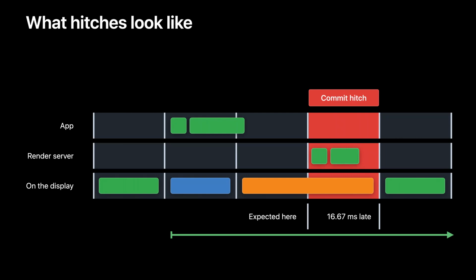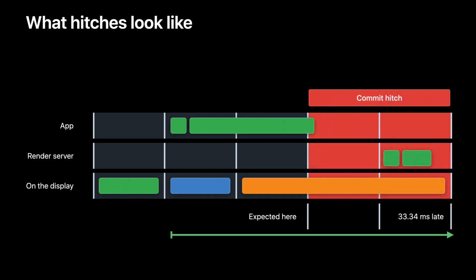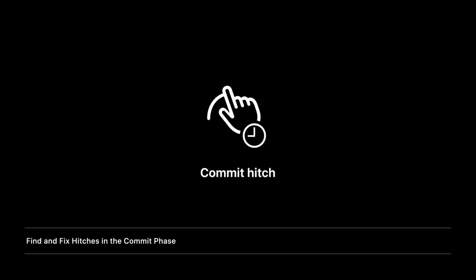We call this delayed duration hitch time, and we measure it in milliseconds. If the commit work took even longer and went past the next vsync, then the frame would be late by 2 frames, or 33.34 milliseconds. That's 33.34 milliseconds that the user is not seeing a smooth scroll. To understand more about commit hitches and how you can fix them in your apps, check out Find and Fix Hitches in the commit phase.